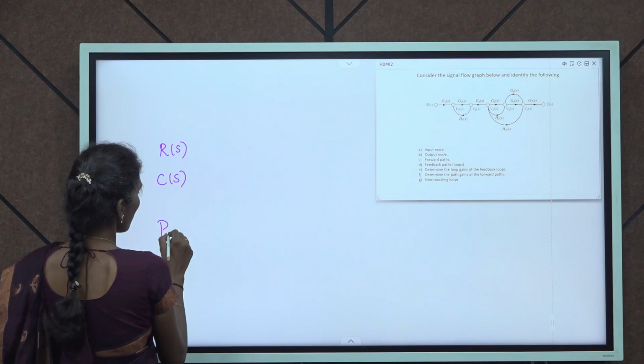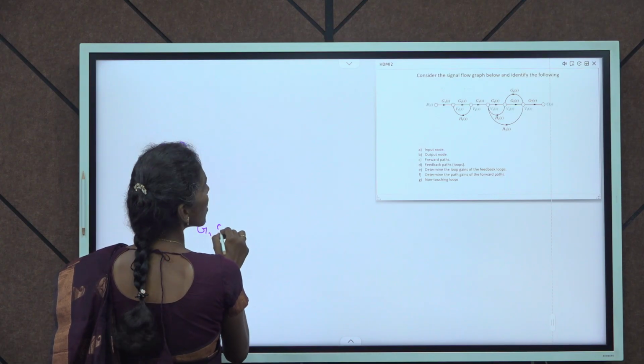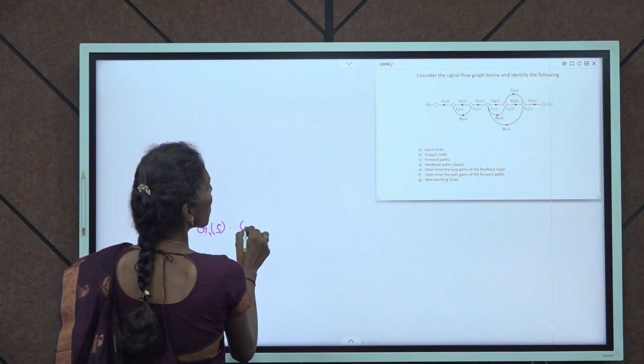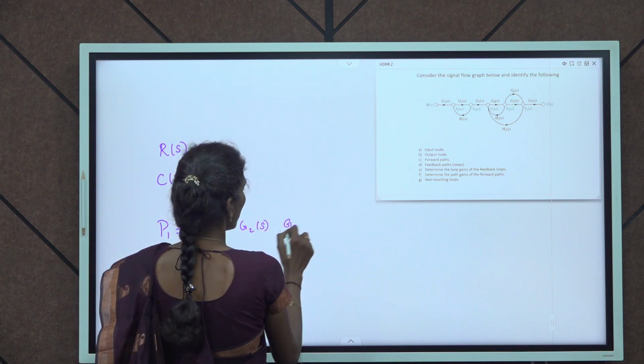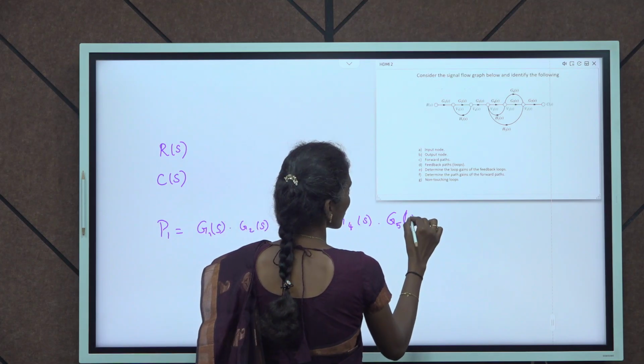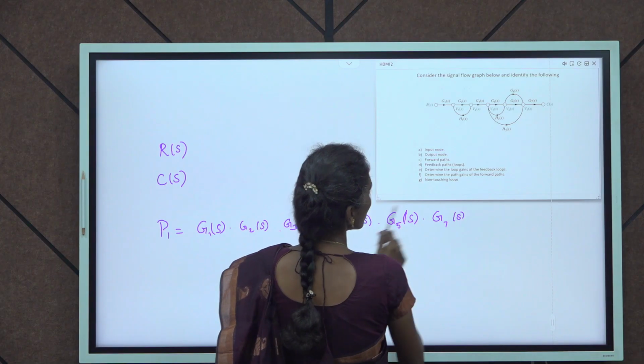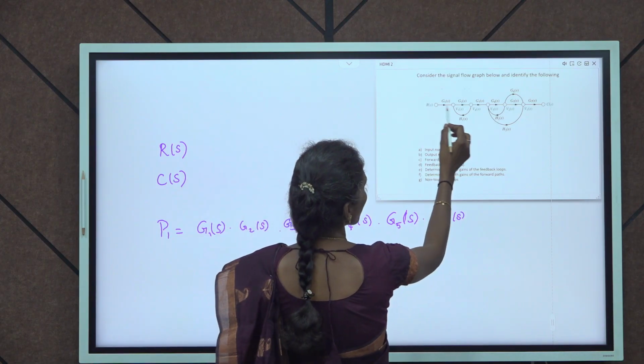Write the path gain. P1 node starting from G1 of S is multiplied with G2 of S, G3 of S, G4 of S, G5 of S, G7 of S. Note it down. Here the value is G7. So the node is traveling straightly.